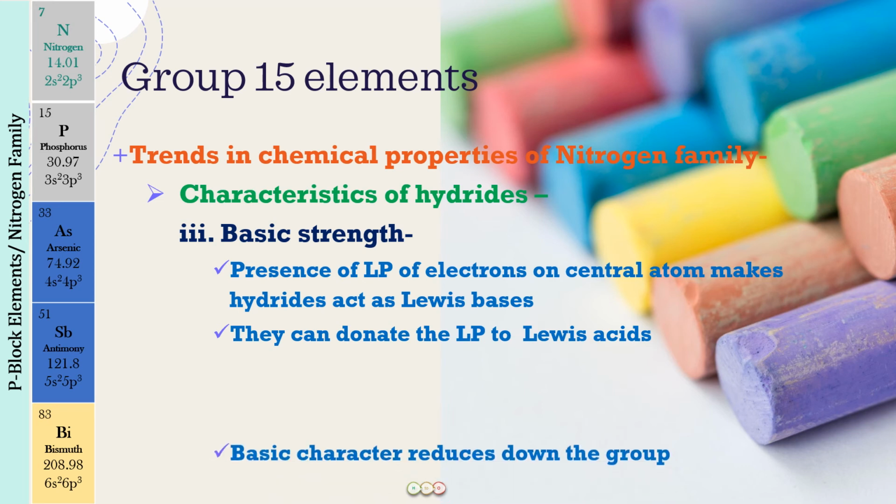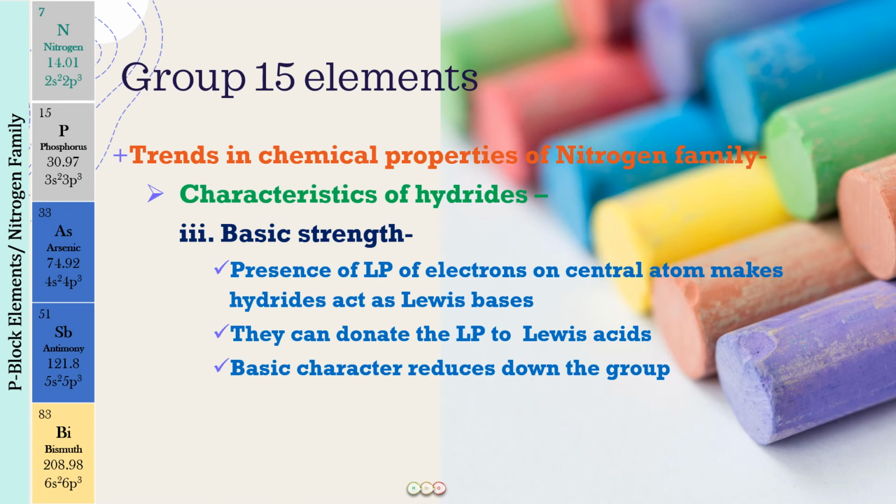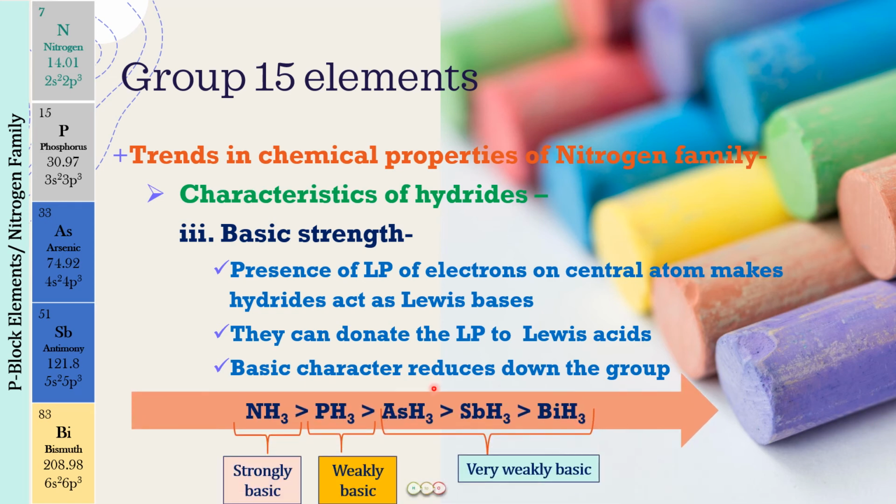All right. So now the tendency to act as a Lewis base is going to decrease down the group, or you can say that the basic character is going to decrease down the group. We will see that ammonia is going to be strongly basic, phosphine is going to be weakly basic, and the rest of the three are going to be very weakly basic, or you can say hardly they will have a basic character.